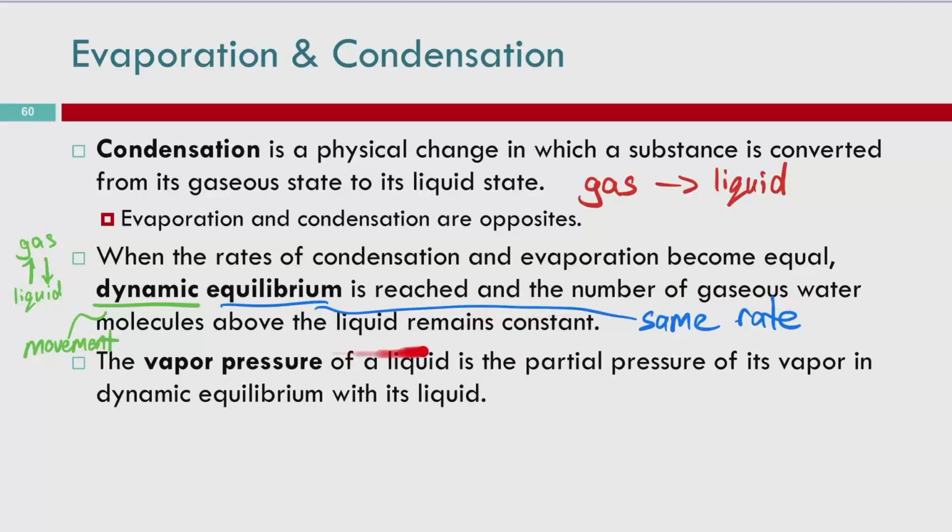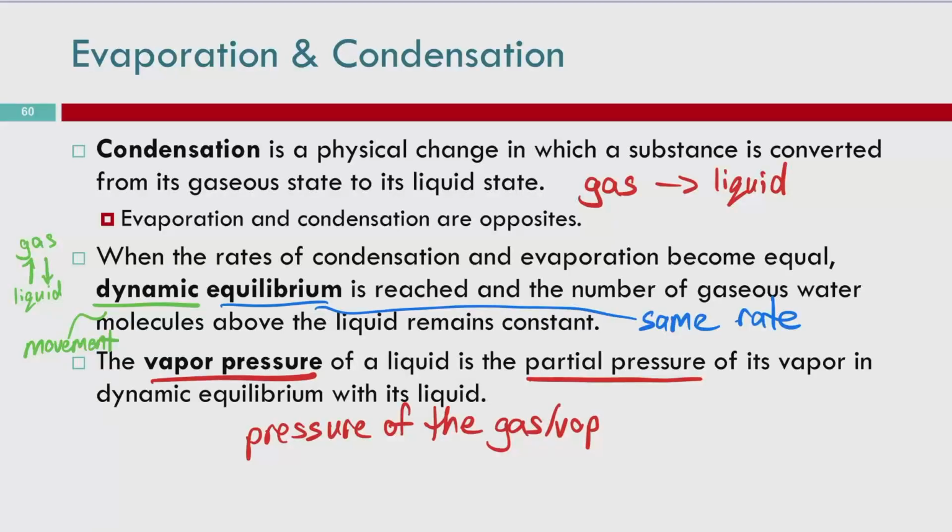And when we've got that, the gas is going to have some pressure associated with it, and we've got this special term, vapor pressure. Vapor pressure is partial pressure, so the pressure of that component. Pressure of the gas, the vapor. And what's special about vapor pressure is that it's at dynamic equilibrium. So it's not just the partial pressure of the vapor, it's specifically at dynamic equilibrium.